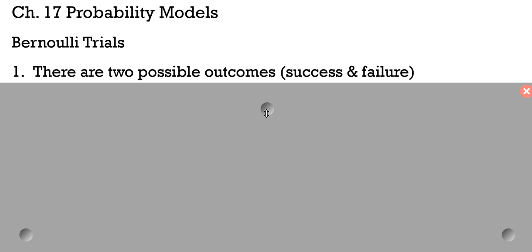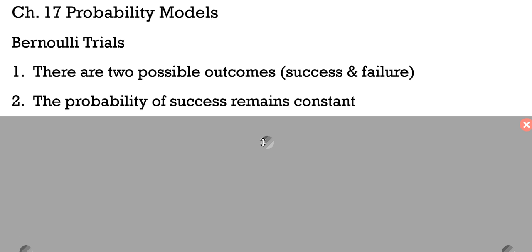Sometimes people get hung up on the positive and negative thoughts of success and failure. Sometimes we are looking for the number of surgeries that are not successful. That is what we are looking for, so that would be the success, and it's kind of warped sometimes. But there are two possible outcomes: success and failure. The probability of success remains constant. It does not change.